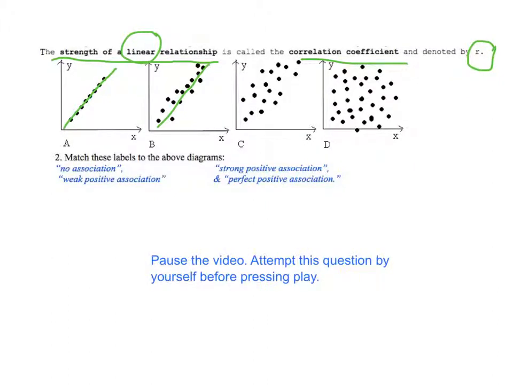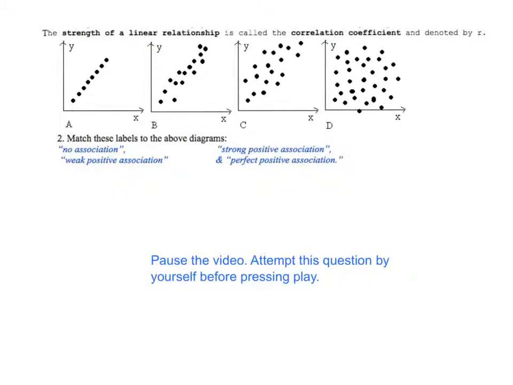Now you may want to pause the video and attempt this question number 2 by yourself before pressing play. Alright, welcome back. Let's check our answer. I'll start with D. For this particular set of data, because the data seems to be randomly scattered, we say this is no association.